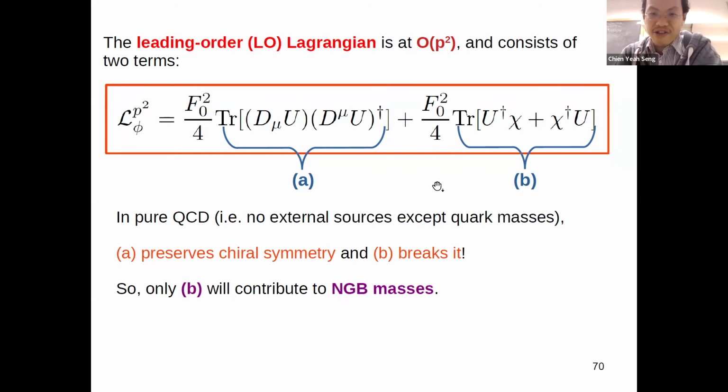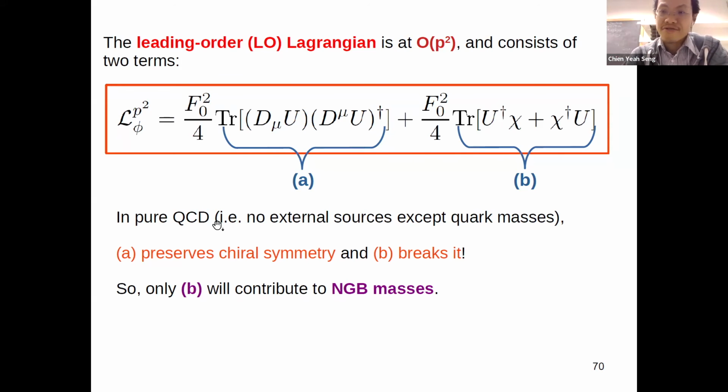You may ask, how about U dagger U, and trace? Well, you need a trace because U is a matrix, and you want a scalar Lagrangian. But U dagger U equals 1 because U is a unitary matrix, so the trace of it gives you a constant. The constant is of no use in quantum field theory because you need something which has field dependence. Therefore, the non-constant terms in the chiral Lagrangian start from O(P^2). So you either have a term with 2 derivatives or 1 power of chi. So there are only 2 terms you can write down.